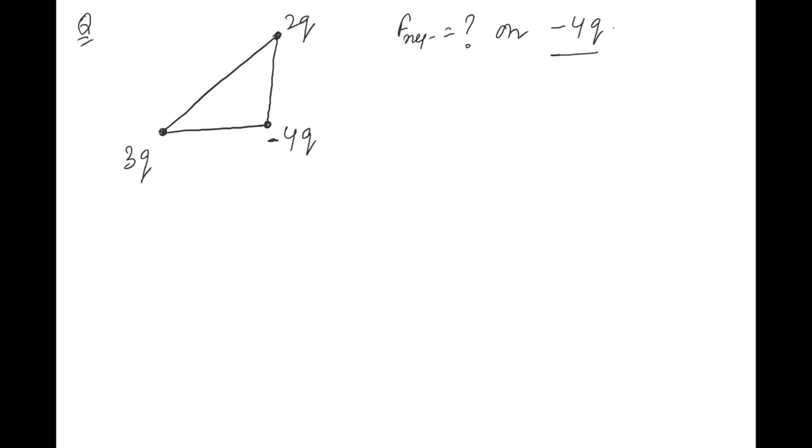Everyone has to solve this problem. It's a right angle triangle, and I have placed three charges on its three vertices. This side is L, and this is also L. Obviously, the third side would be root 2 L. This is a right angle triangle with 45° angles each, and a 90° angle here. You just have to find the force on minus 4q.